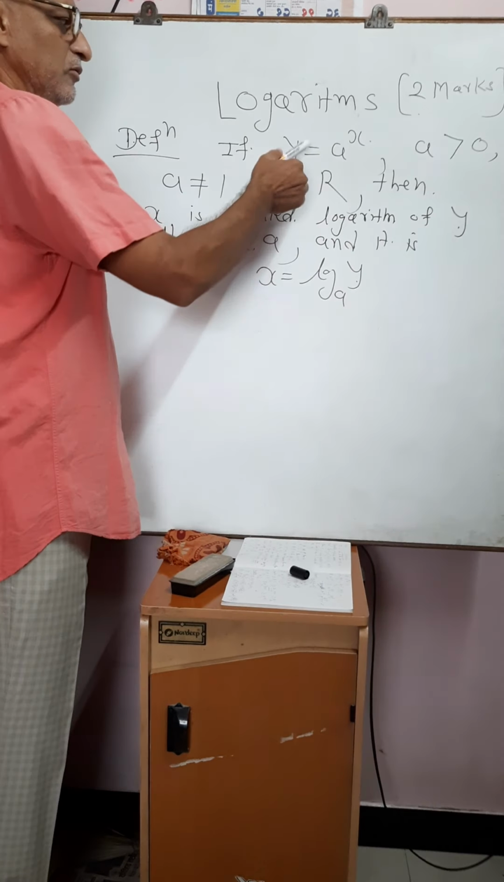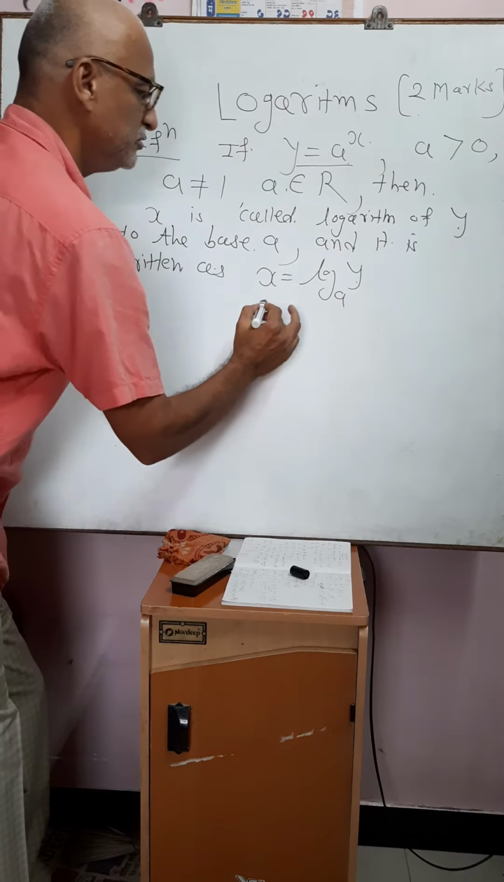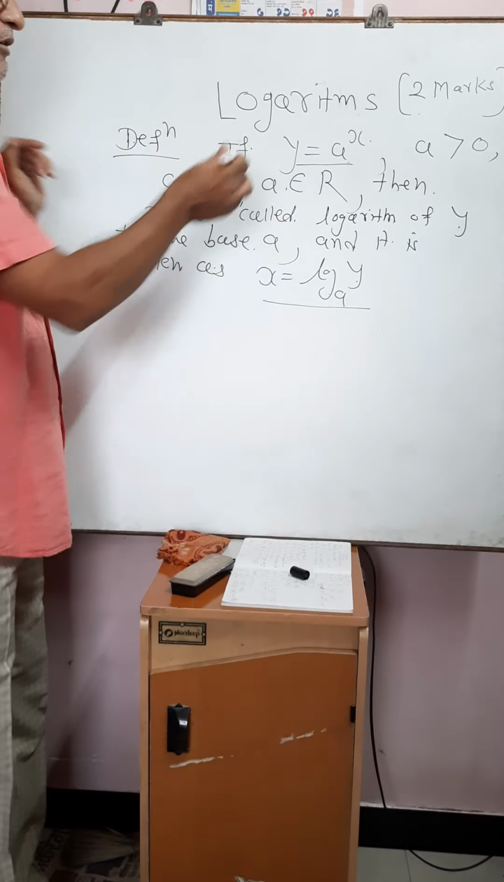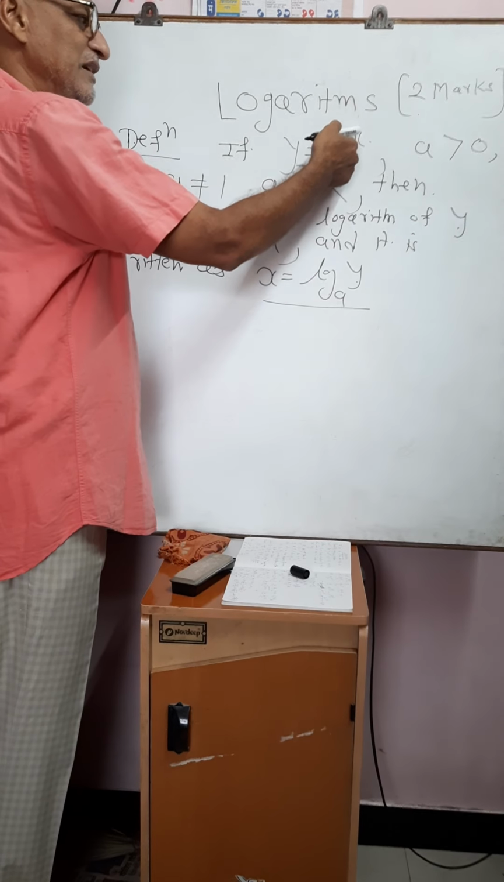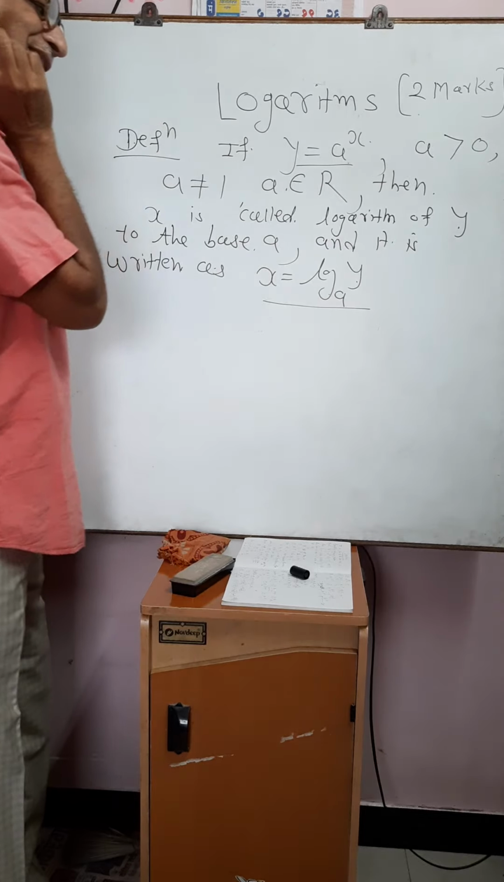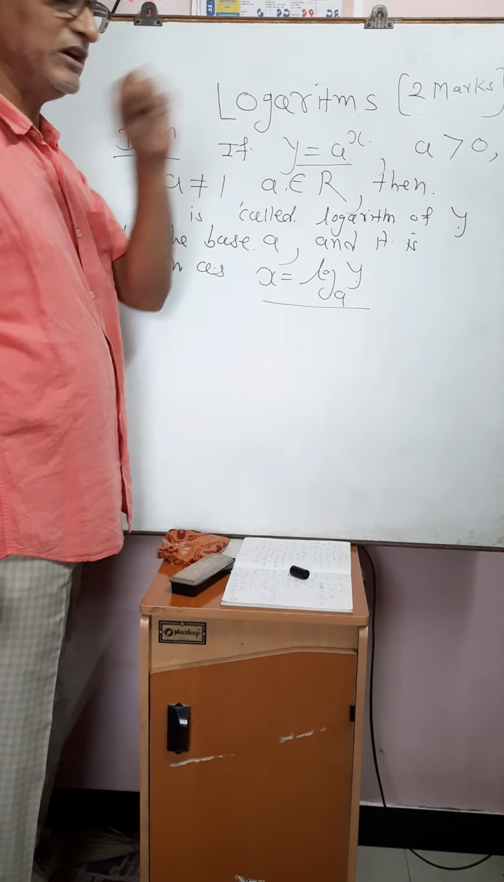Now, y equals to a raised to x and x equals to log of y to the base a. These are the two equivalent forms. Y equals to a raised to x is called the exponential form, and x equals to log y to the base a is nothing but the equivalent logarithmic form of y equals to a raised to x.